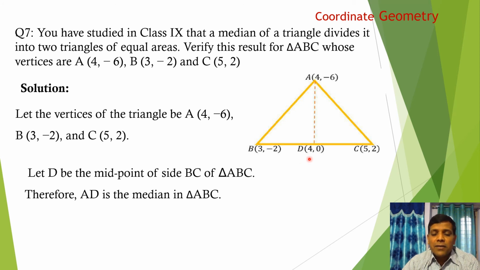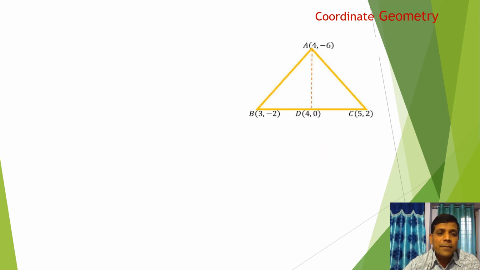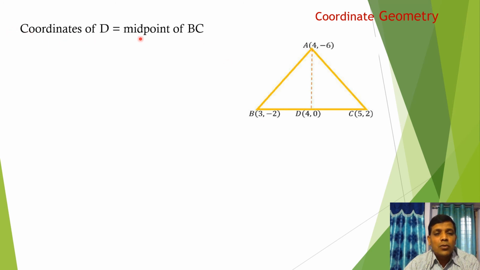Let us find the coordinates of D. The coordinates of D equal the midpoint of BC. Do you know the formula for the midpoint of any two points? It is (x1 plus x2) by 2, comma (y1 plus y2) by 2. Coming to the next step, write down the coordinates of B and C: B (3, minus 2) and C (5, 2). So let us find the midpoint.